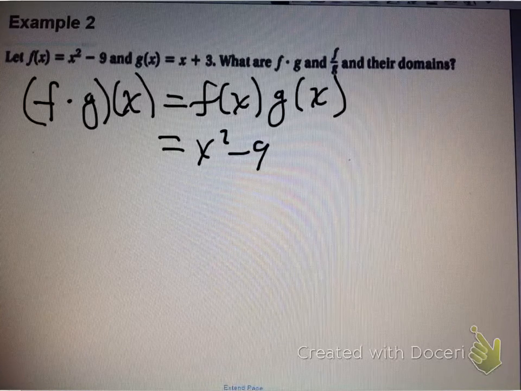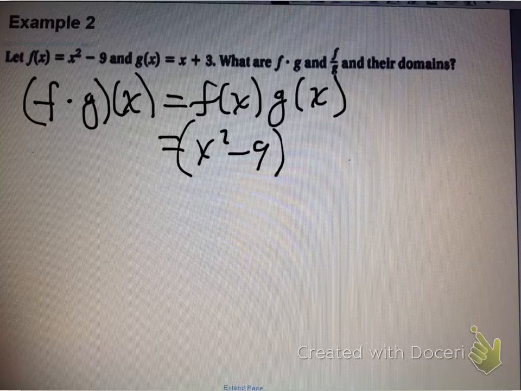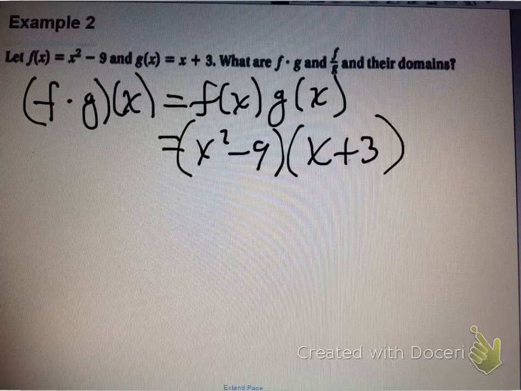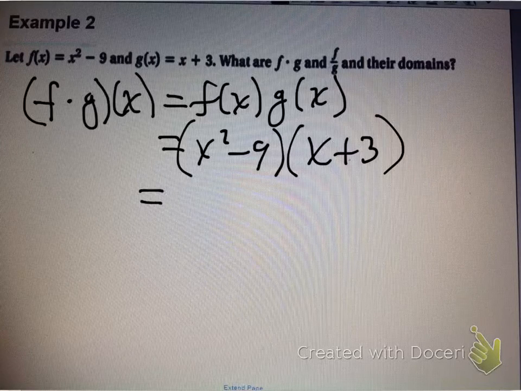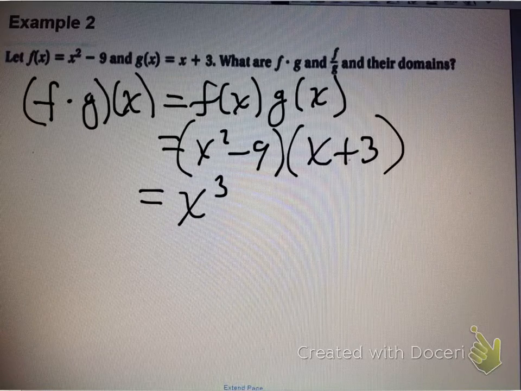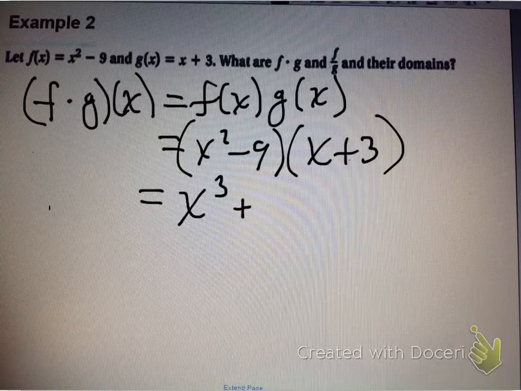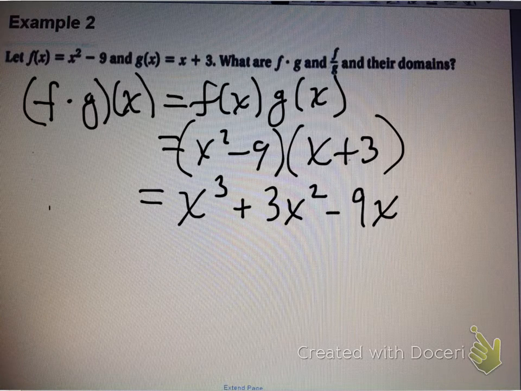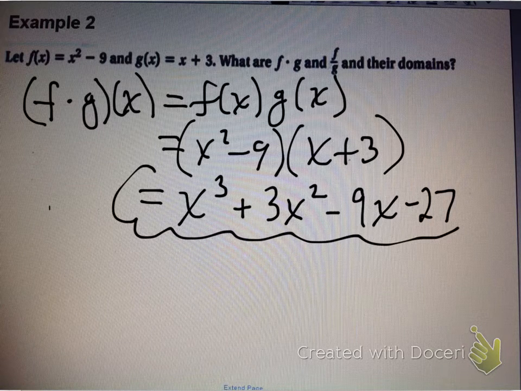Alright, so f of x is x squared minus 9, and g of x is x plus 3. And so what we have to do now is FOIL. So x squared times x is going to give me x cubed. The outer part, x squared times 3, is 3x squared. The inner parts is negative 9x. And the last part is 9 times 3, which is negative 27. So this is f times g of x.